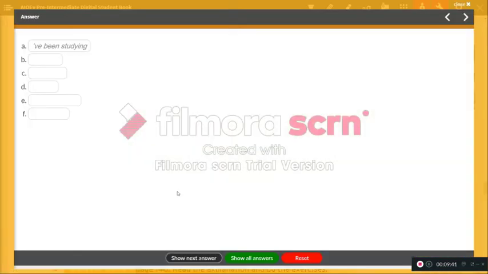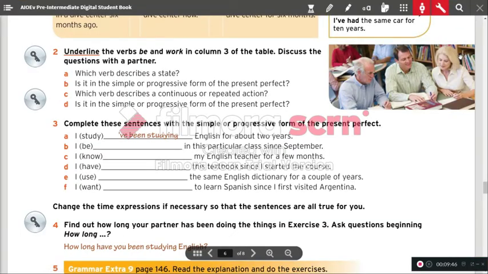Alright, here are the answers. Pay attention. Here they are. Alright, check your answers. As you can see, we have the verbs be, know, have, and want. These cannot be used in progressive form. That's why they are in simple form. But the verb using can be used in progressive. That's why it is like this. Very good.